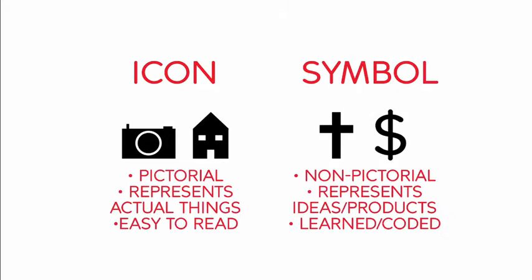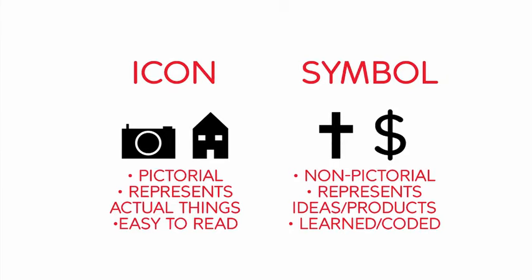But basically, an icon is pictorial, it represents actual things, it's easy to read. Whereas a symbol, non-pictorial, represents ideas or products, and it has to be learned. In other words, it's coded. You can't look at it and figure it out. You actually have to be told what it means, what it represents, in order to figure it out.